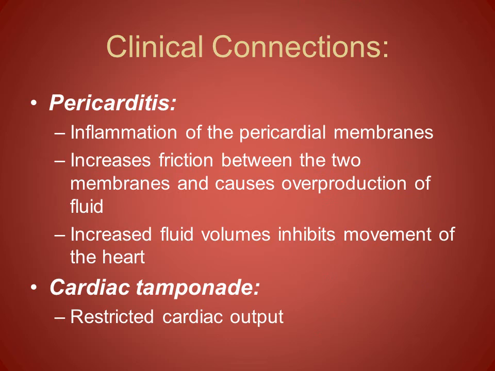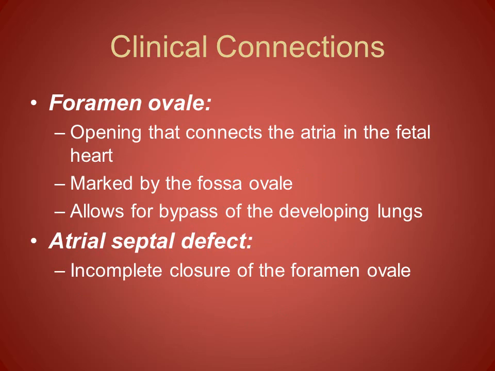There are different clinical manifestations that can be associated with the heart. Pericarditis, anything ending with itis means inflammation, so that is inflammation of the pericardial membranes. That's going to increase friction, and you're going to feel it. You can have increased fluid volumes that start to inhibit the movement of the heart. Cardiac tamponade is restriction of the cardiac output.